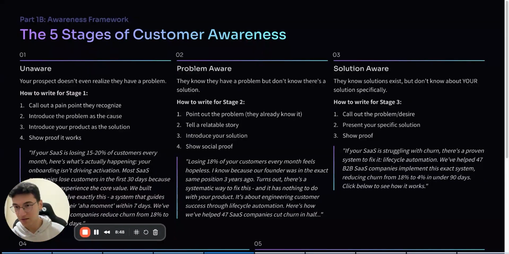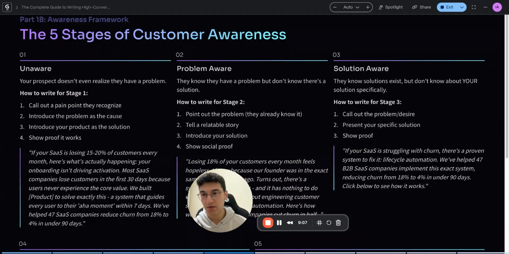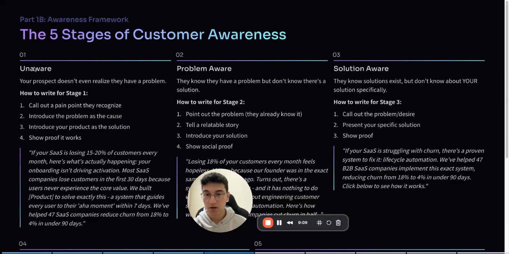You need to introduce the problem to them, and you need to introduce your product as the ultimate solution for that problem, because if they don't know their problem, they probably don't know your product either. So you need to introduce your product and show proof it works. As an example, you can read this example. It's a great example for the unaware customer stage that you can use as a template in your ads.